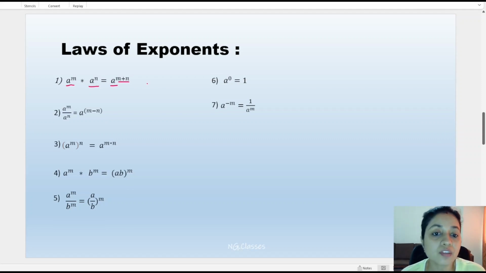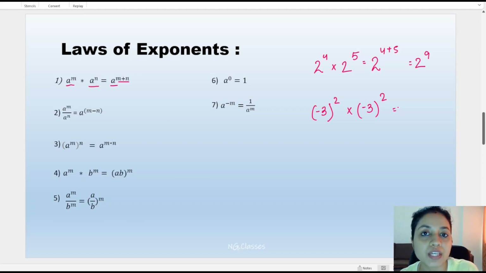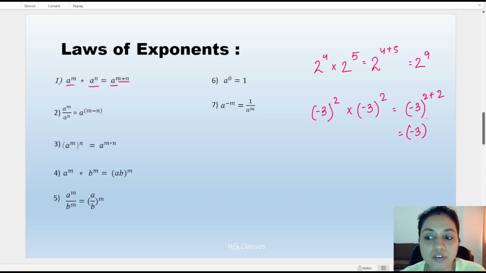For example, if we are having 2 to the power 4 times 2 to the power 5, when the bases are the same, then we have to add the powers. So the result will be 2 to the power 4 plus 5, that means 2 to the power 9. Or if we are having minus 3 to the power 2 times minus 3 to the power again 2, powers can be the same or different, doesn't matter. Bases have to be the same, then only we can apply this property. So it will be minus 3 to the power 2 plus 2, that is minus 3 to the power 4.